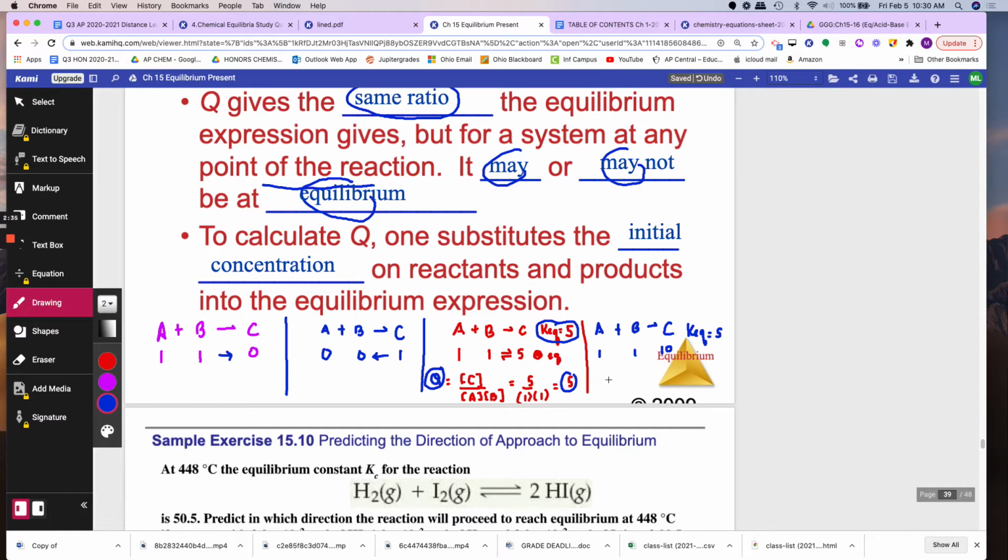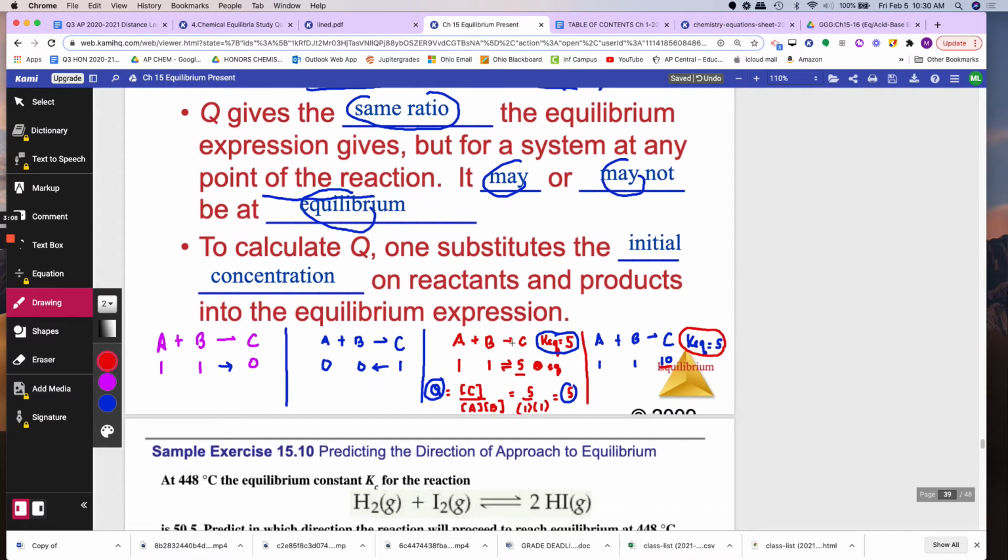Okay, so here's another scenario. You have initially 1 of A and B, and you have 10 C. K equilibrium is also 5. Are you at equilibrium? Are you going to the right, or are you going to the left? Okay, what do you think? For this, it's really easy to see that you're supposed to make 5 products, but you made too much. So it's obvious it's going to go to the left to get rid of the products. But how can we tell using the reaction quotient?